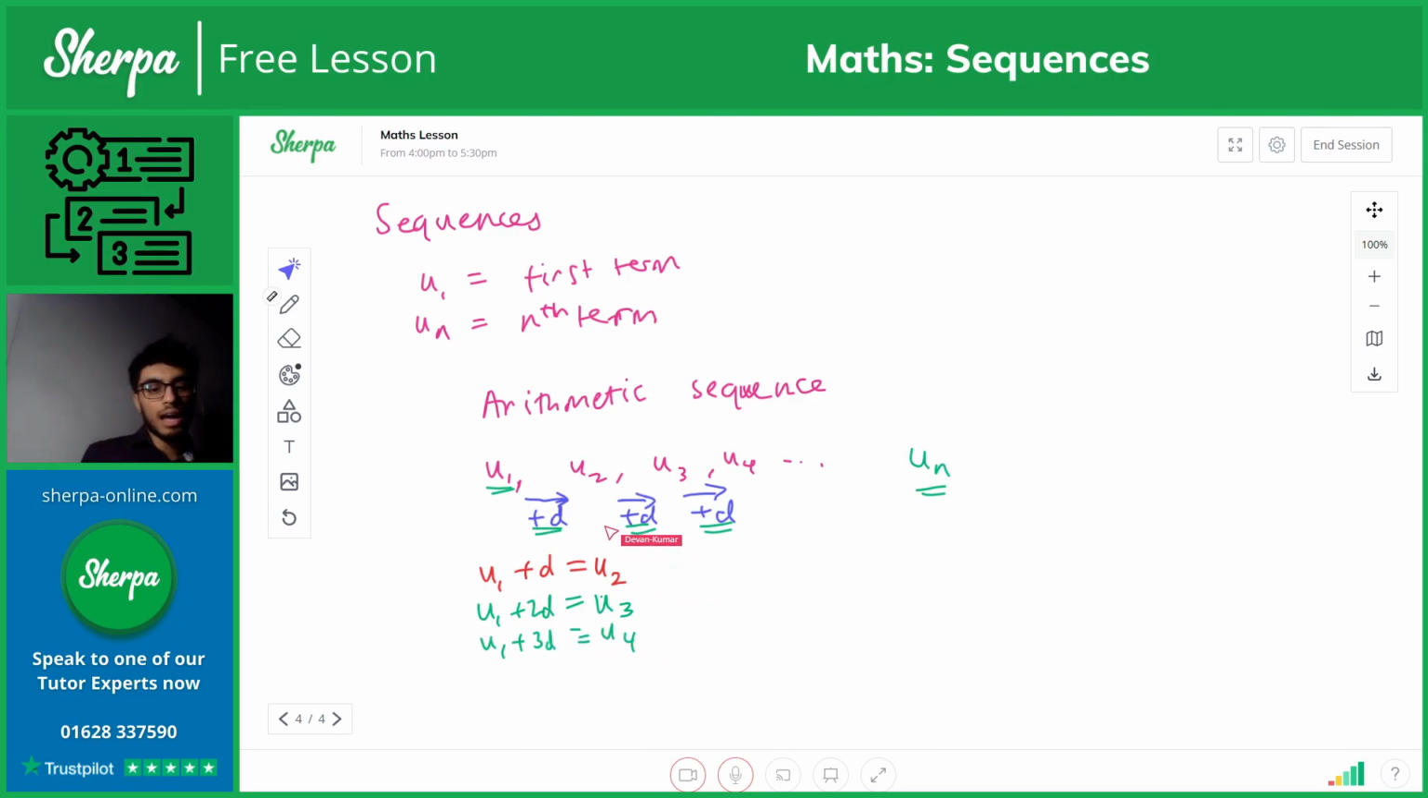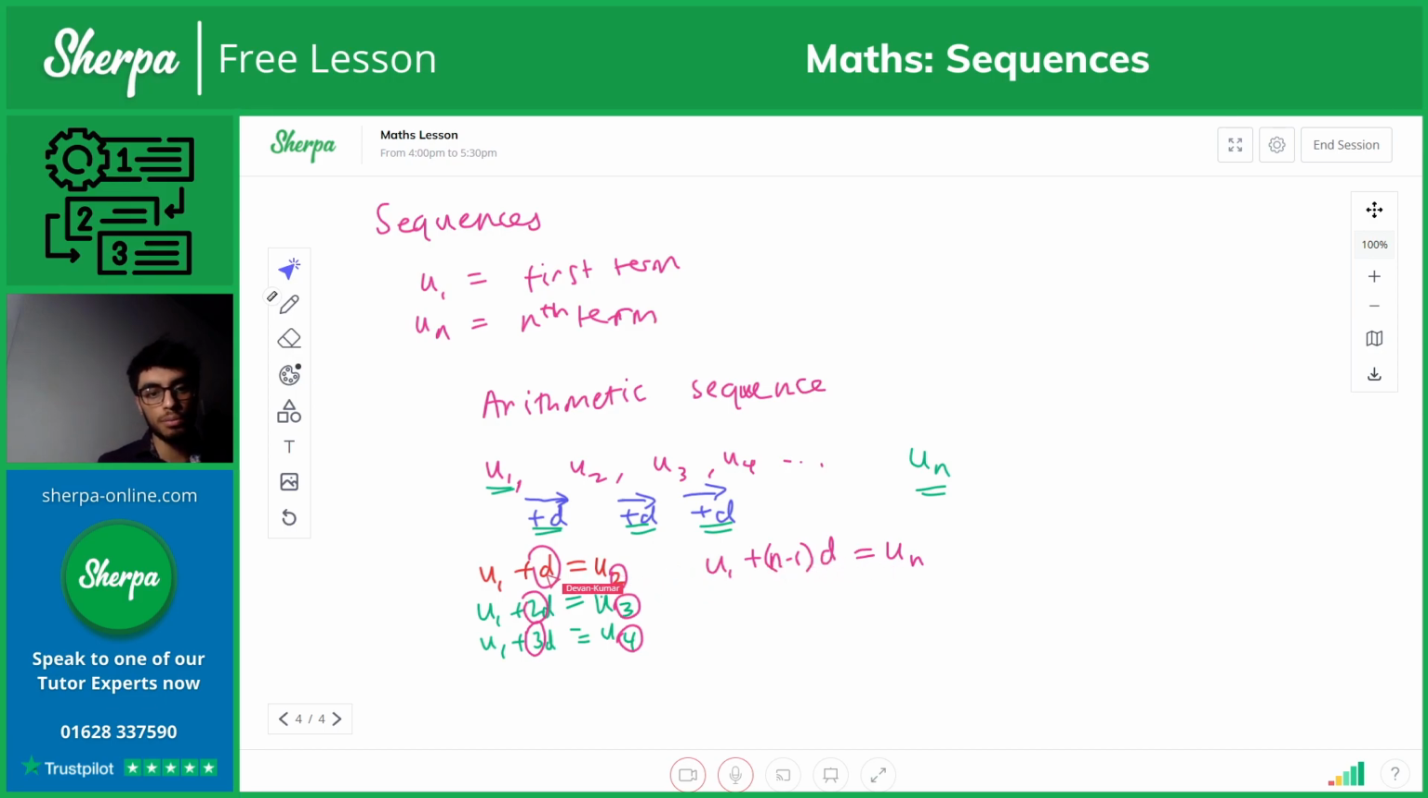Can we notice a little pattern here? Well, the pattern I see is U1 plus something, and let's think about Un. If we have the number 2 here, we have 1d. If we have the number 3 here, we have 2d. If we have the number 4 here, we have 3d. So it always seems to be 1 less than this number. So if we have Un here, it's going to be n minus 1 times d. So it's whatever this number is, take away 1, and that number of d's.